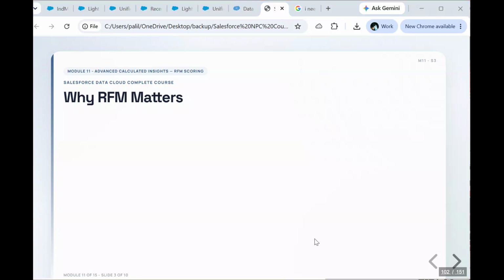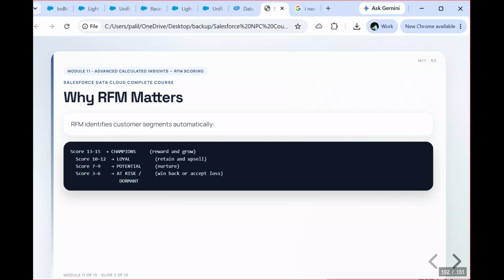The power of RFM is that it naturally groups customers into actionable categories. High scores on all three, 13 to 15, are your champions. These are your best customers and you want to reward and grow them. Scores around 10 to 12 are loyal customers. Great customers, keep retaining and upselling. Mid scores are potential; they are engaged but haven't reached their full value. And low scores, especially where monetary was once high but recency has dropped, are at risk or dormant customers that need a win back strategy.